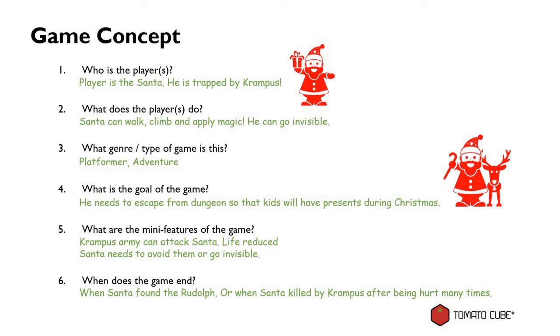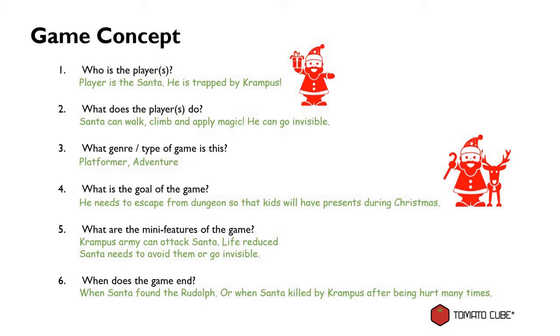Alright, so this is an example of how I write down my idea on paper before I start coding. So you can use the same technique: list down these different elements that you want to have for your game on paper first before you start coding. Alright, so now that I have all this game concept written down, what do I do next?